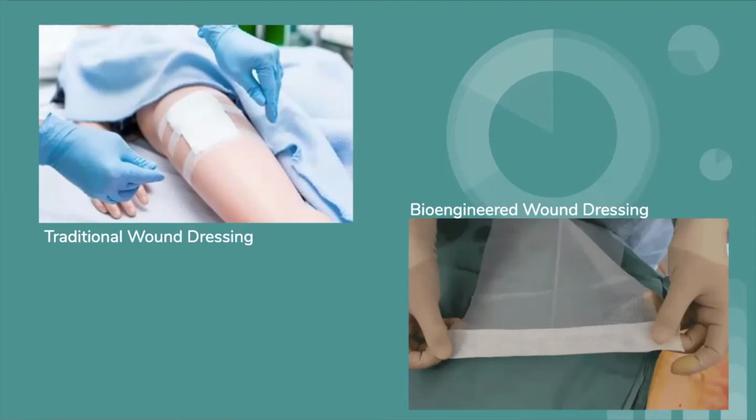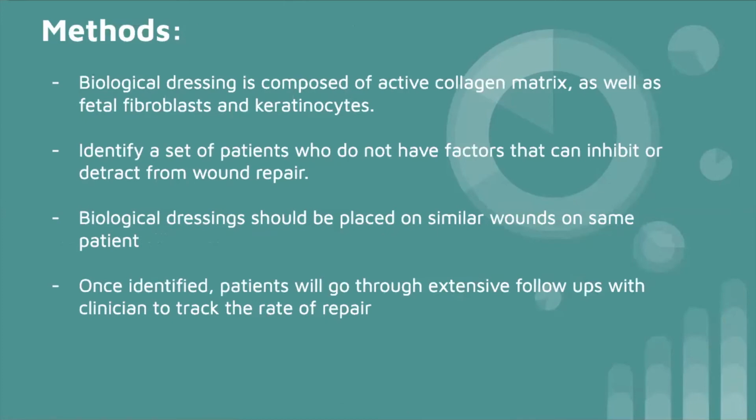We would do with the collagen matrix, the fibroblasts. And so, as I mentioned, the biological dressing is composed of the active collagen matrix as well as fetal fibroblasts and keratinocytes. And so the researchers wanted to identify a set of patients who do not have other factors that can inhibit and detract from wound repair. Once identified, the biological dressings would be placed on similar wounds on the same patient. And so once these identified patients have gone through their surgeries and had the biological dressing and normal dressing applied, patients would go through extensive follow-ups with the clinician to track the rate of repair.